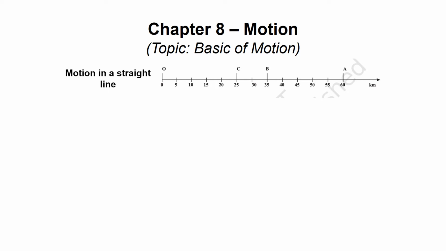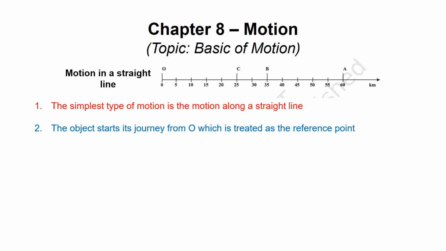So first let us understand what is motion in a straight line. See this diagram. This is the simplest type of motion, which is the motion along a straight line. The object starts its journey from O, which is the initial point at 0, which is treated as the reference point.